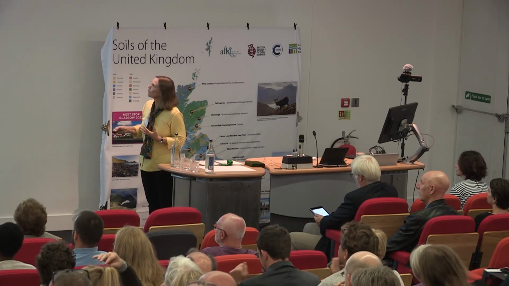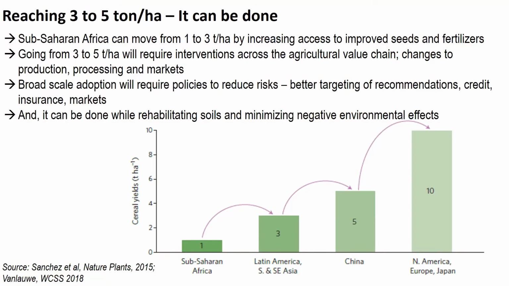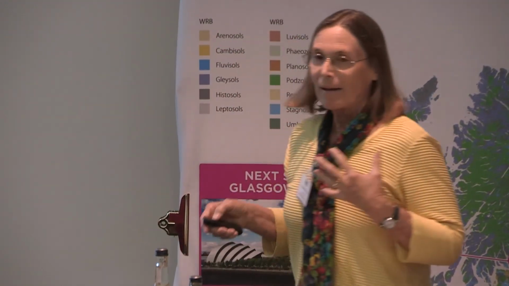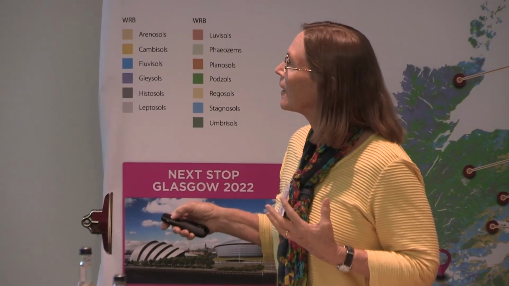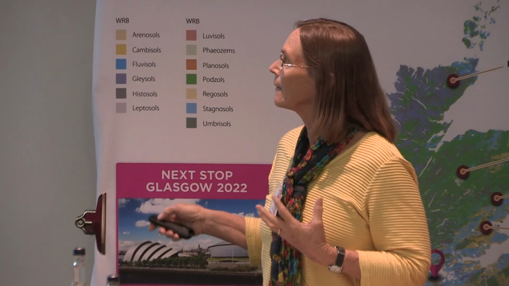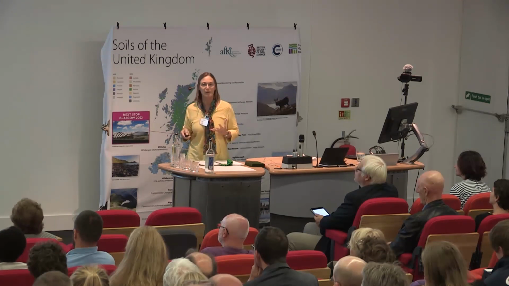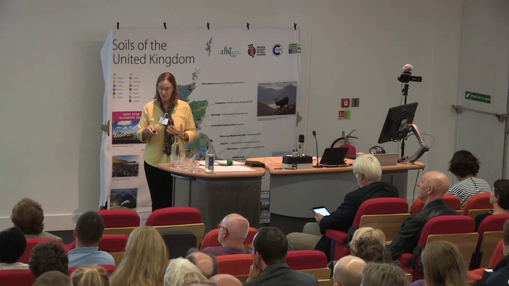Okay, if you want to go from 3 to 5, it's going to require more. And it's going to require things outside of soil science. It's going to involve changing the production system, targeting better recommendations, but also credit systems, crop insurance, and markets that work. It can be done. I think it can be done also in rehabilitating soils and at the same time minimizing the negative environmental effects of increasing crop production and reducing hunger in Africa. Thank you.